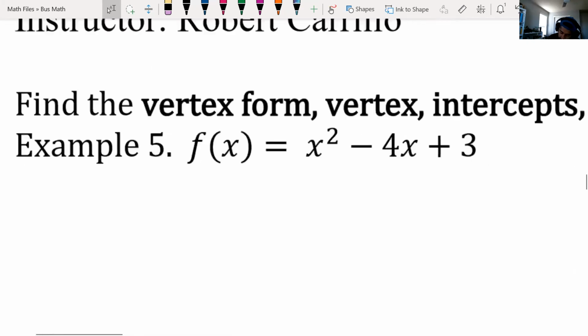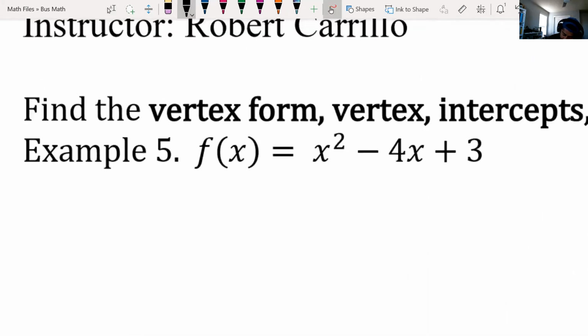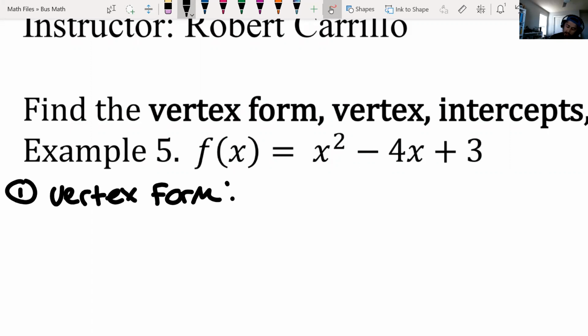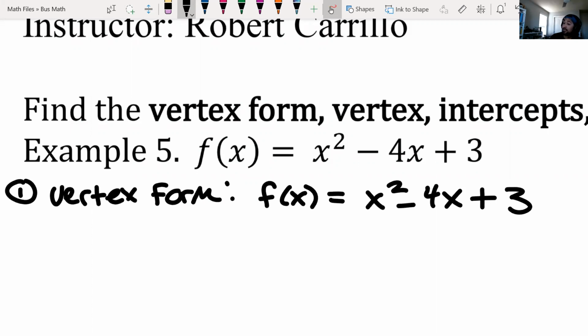I'll put this here. I can zoom in, there we go. And the first thing we're gonna do is find the vertex form. And I'm just gonna rewrite this function. f of x equals x squared minus 4x plus 3, where we notice that this is in the perfect form that we need because the leading coefficient is a 1, which is perfect, which means we can move on to completing the square. And we are completing the square on a function.